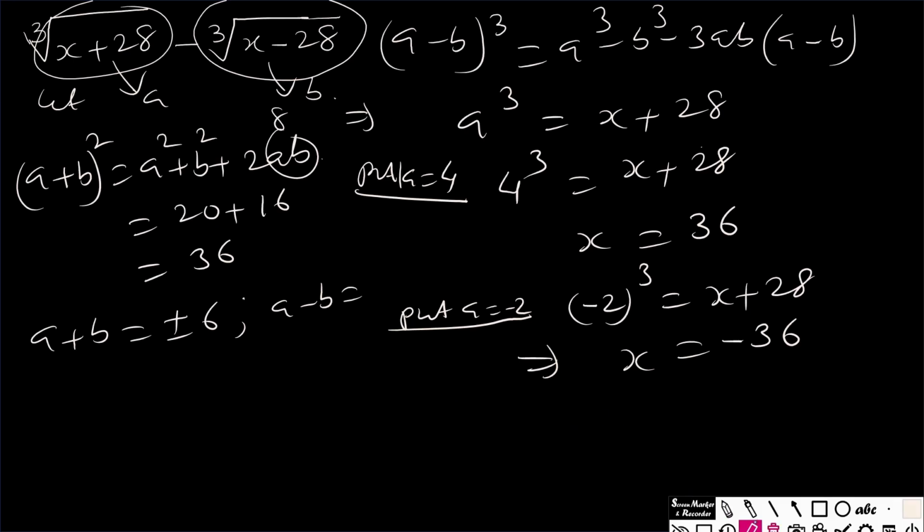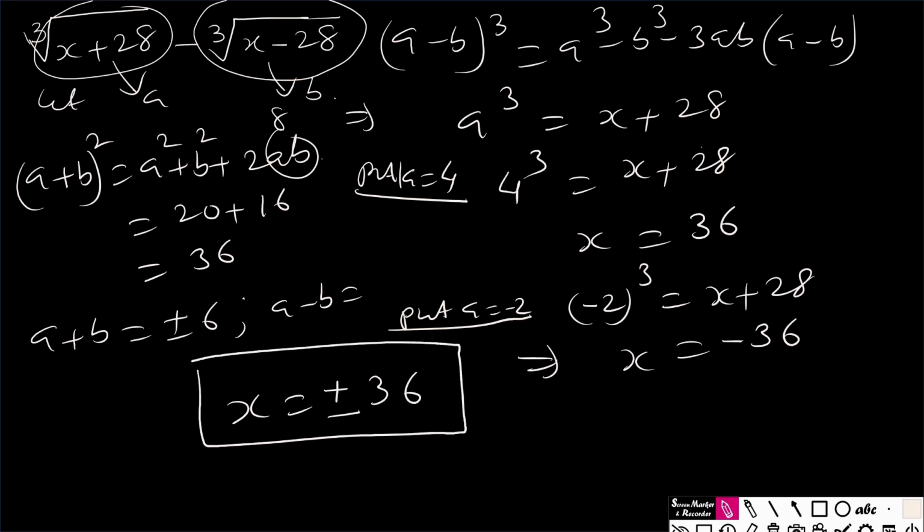Finally, we have two values of x: one is 36 and another is minus 36. So the value of x equals plus or minus 36. This will be our final answer.